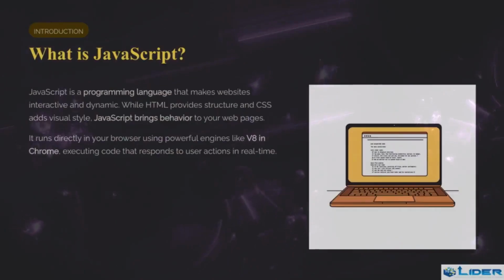JavaScript is a programming language that makes websites interactive and dynamic. Think of it as the engine that drives the behavior of your web pages. While HTML provides the structure, think of it as the skeleton, and CSS adds visual style, like clothing and colors. JavaScript brings everything to life by enabling interactive features. So, when you click a button, submit a form, or see an animation, JavaScript is working in the background to make those things happen seamlessly. That's why understanding JavaScript is so important for building engaging, modern websites.